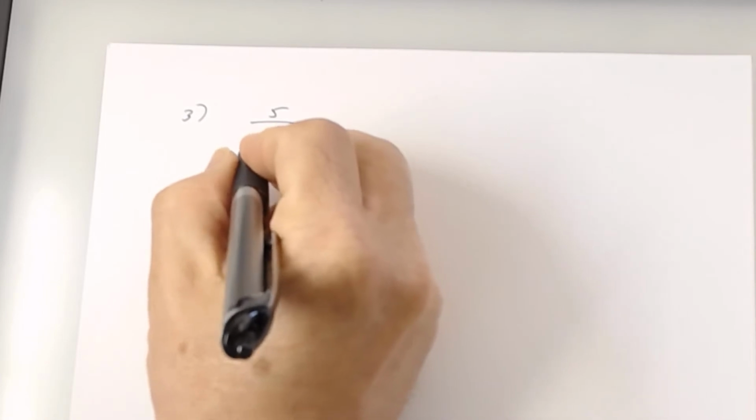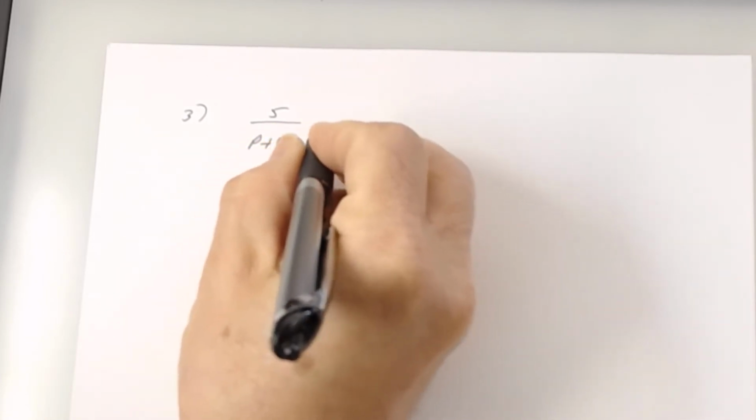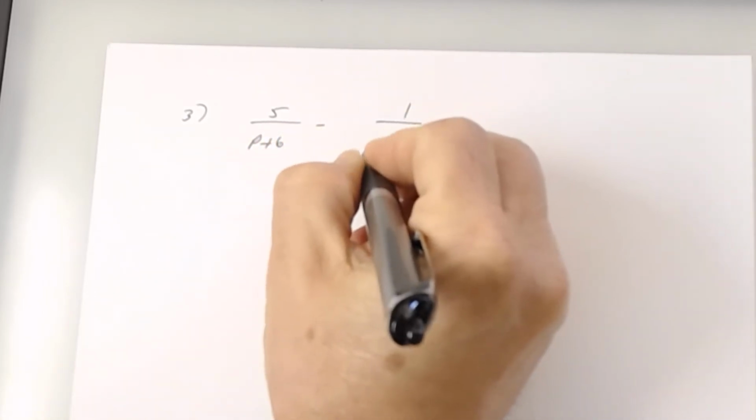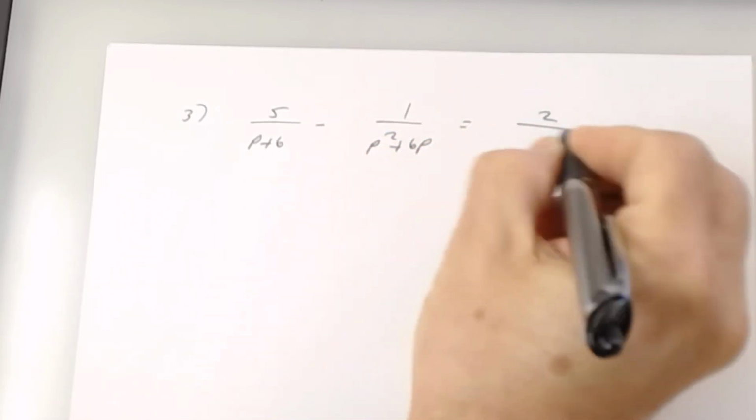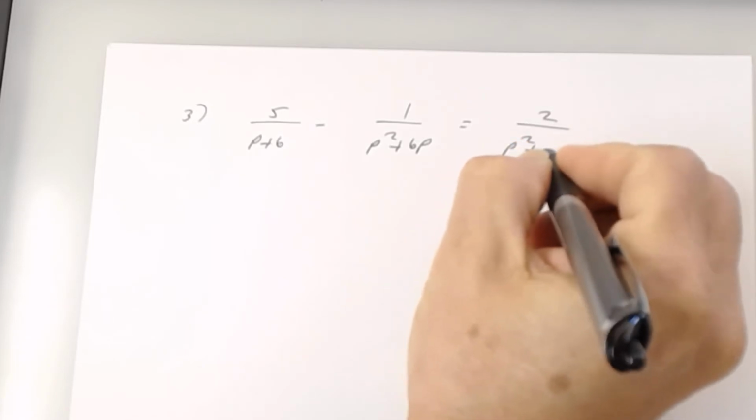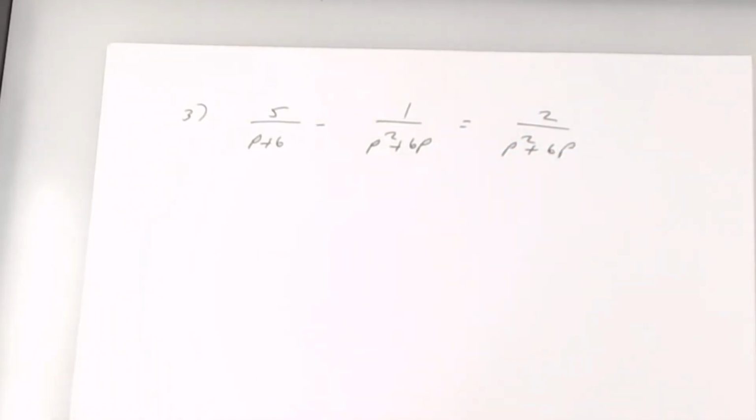All right, so let's look at number 3. Suppose we had 5 divided by p plus 6 minus 1 divided by p squared plus 6p equal 2 divided by p squared plus 6p. So write this down.